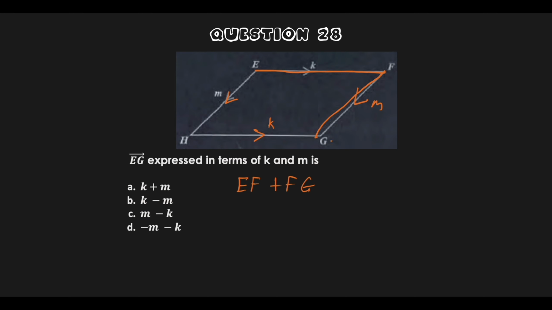What's E to F? E to F is K. And we have to add that to F to G, which is M. So K plus M is our answer.